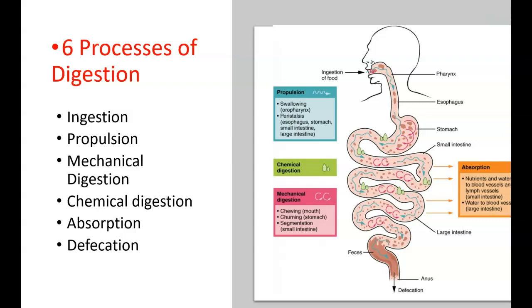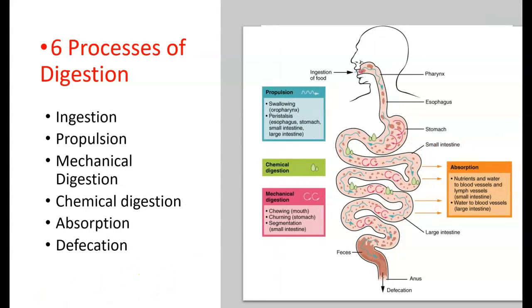And then the last stage is defecation. This is going to also be controlled by, it's a voluntary activity, right? You choose when you're going to defecate. And this is going to be undigested material that will end up getting removed from the body as feces. So those are kind of the 6 stages or processes involved in digestion.